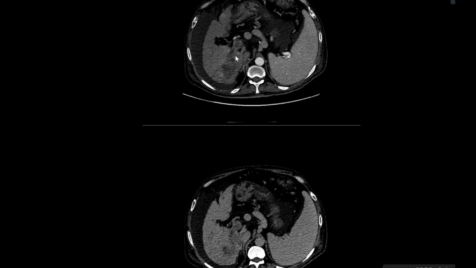So next step, I will evaluate what? Portal venous system and vascular system. So the treatment plan will change. So what do you see in the portal vein? In the portal vein, I think there's enhancing thrombus. Yes, excellent. So this is tumor thrombus. So what's LIRADS?